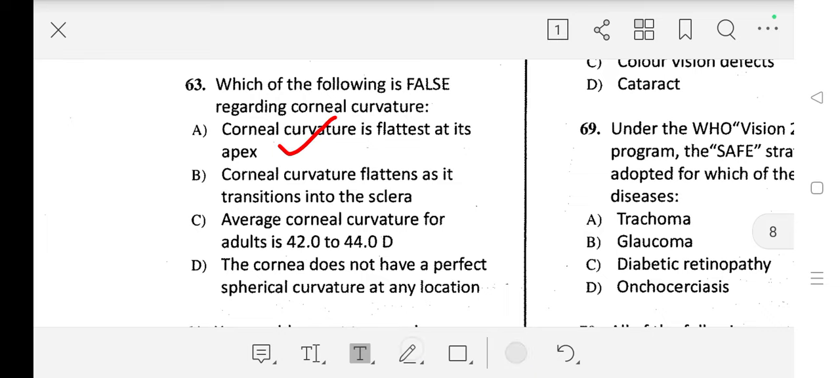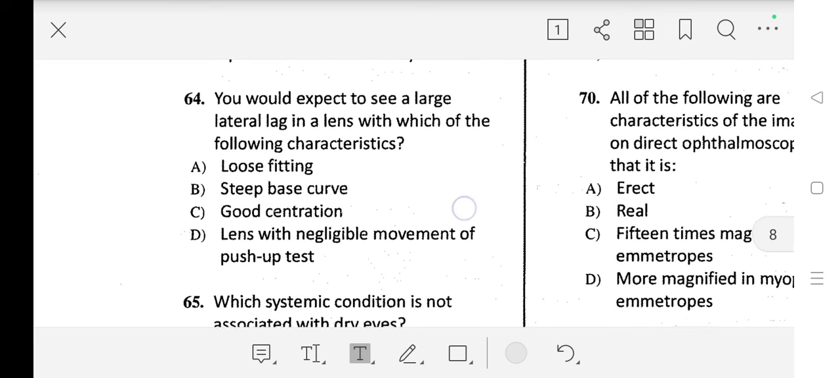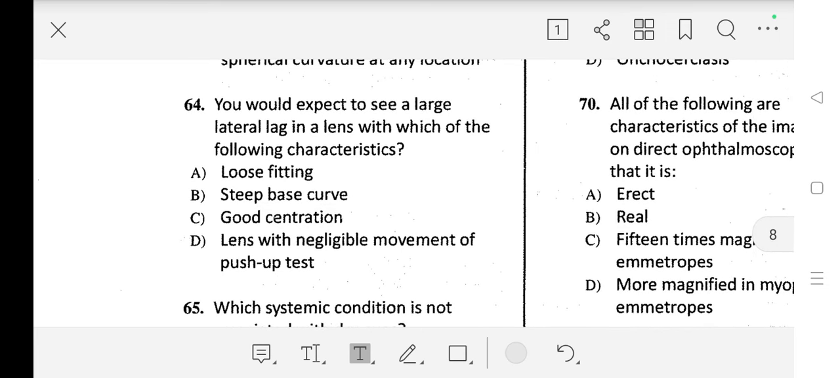Our next question is question number 64. You would expect to see a large lateral lag in a lens with which of the following characteristics? Loose fitting, steep base curve, good centration, lens with negligible movement on push-up test. Its right answer is A part, loose fitting.